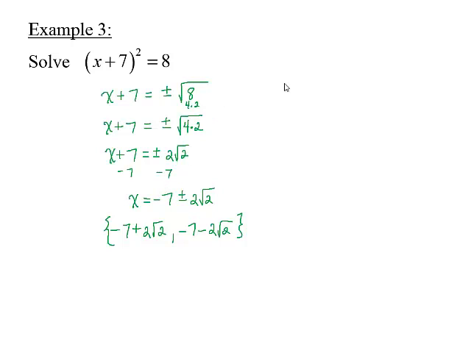So in summary, to solve using the square root property, if x squared equals a number k, then x equals plus or minus the square root of k.